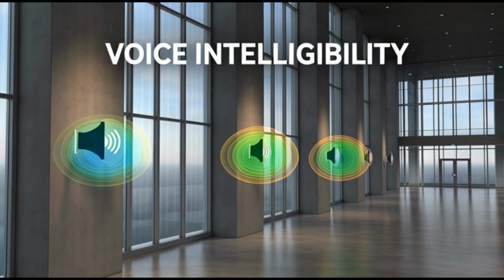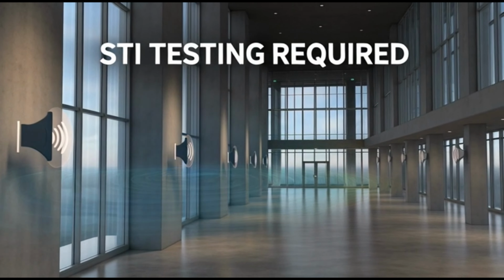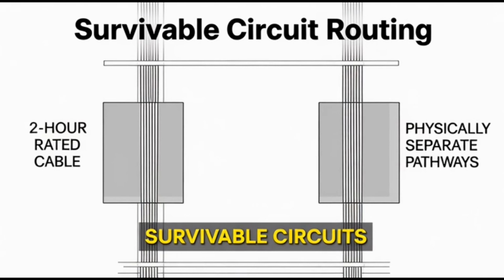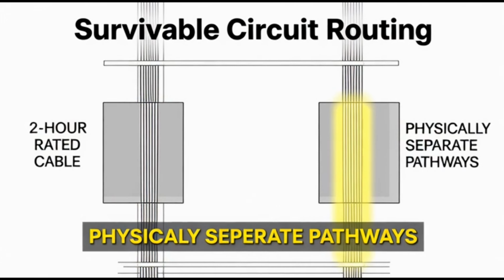Voice design prioritizes intelligibility, not just volume. Formal testing measures the speech transmission index for clarity. For high-rise voice systems, circuits must survive a fire. This is achieved using 2-hour fire-rated cable or by routing critical circuits through physically separate pathways.